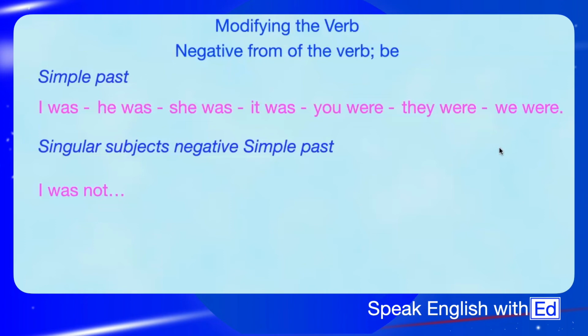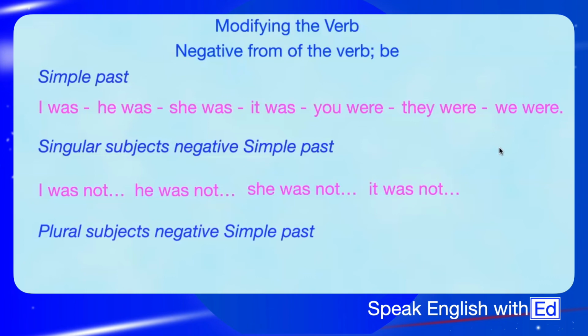So, I was not late for work today. He was not at his desk when I called. She was not driving the kids to school. It was not making a noise when it ran. Talking about a machine here. It was not barking very loudly, talking about the dog. All you have to do, just add the word not after the past tense verb of was. And it's the same for were.